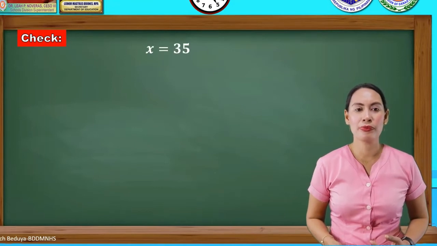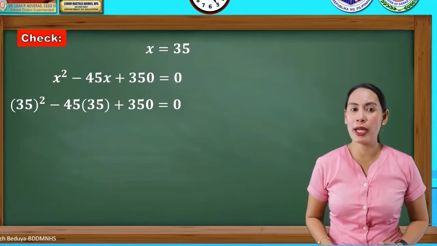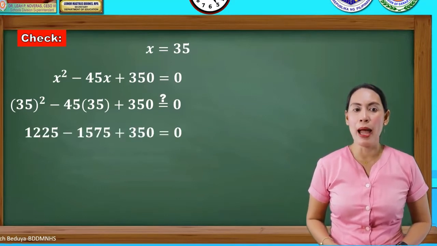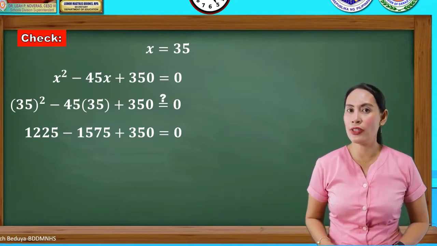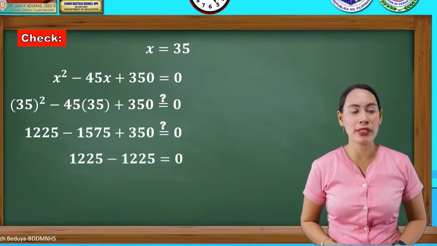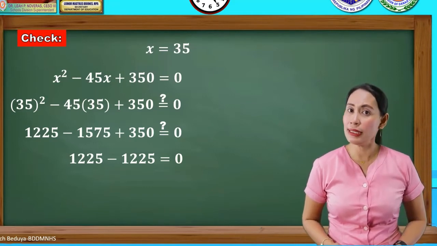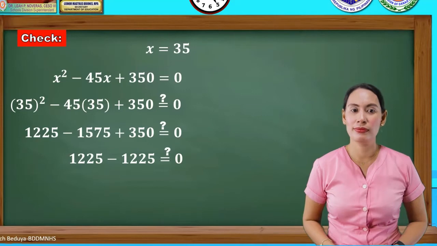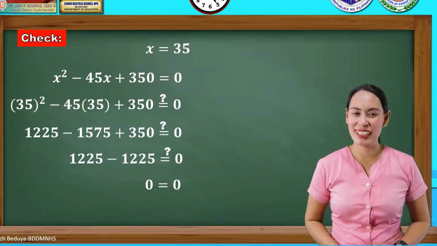So we have 35 squared minus 45 times 35 plus 350. Is it equal to 0? 1,225 minus 1,575 plus 350. Is it equal to 0? 1,225 minus 1,225. Is it equal to 0? Yes, 0 is equal to 0.